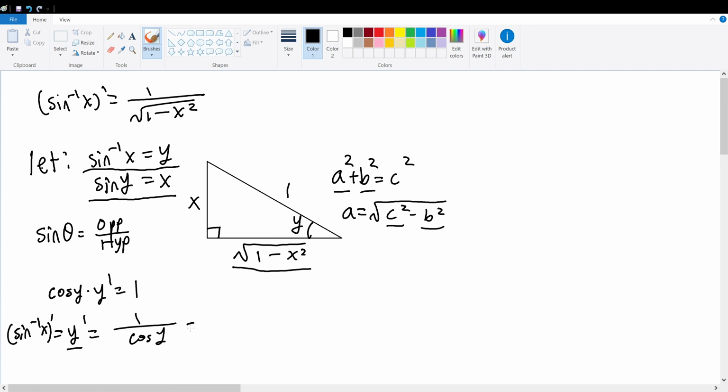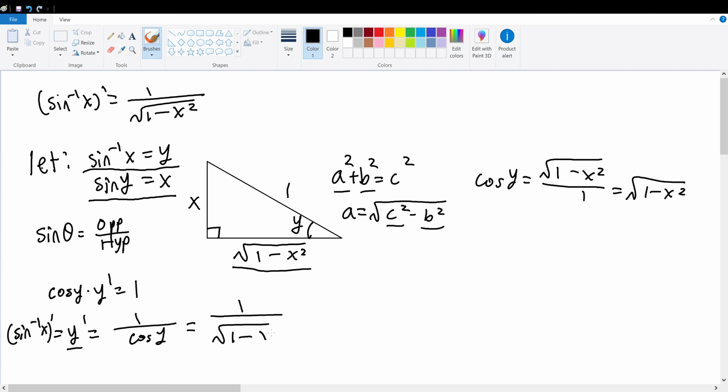So 1 over cosine y's definition is adjacent over hypotenuse. So based on our right triangle, cosine of y will be equal to the adjacent side, the square root of 1 minus x squared, over 1, which is equal to the square root of 1 minus x squared. Therefore, y prime will be equal to 1 over the square root of 1 minus x squared, whence we simply substitute the cosine of y value into 1 over cosine of y, hence proving the derivative for the arcsine of x function as 1 over the square root of 1 minus x squared through a right triangle.